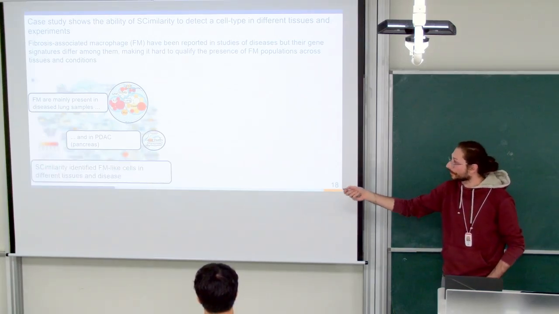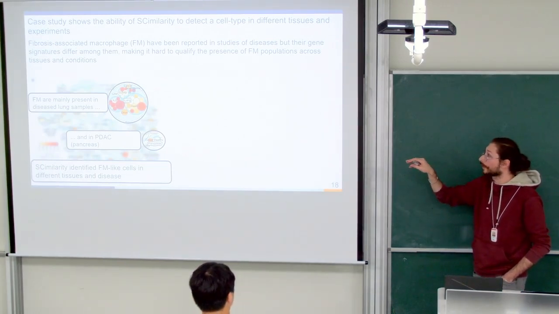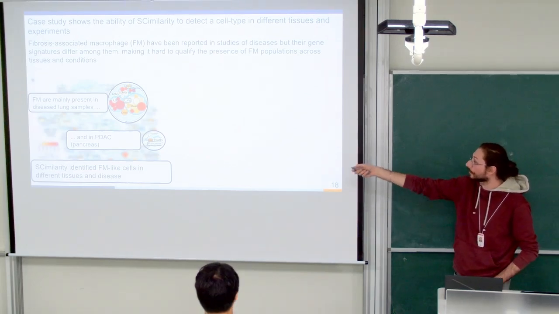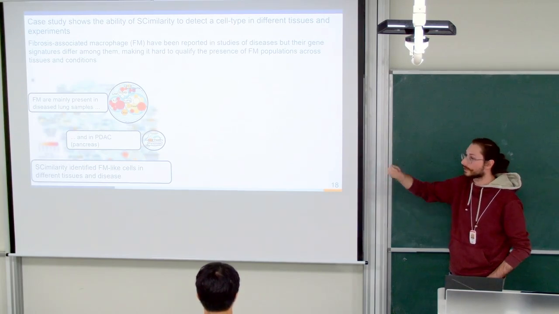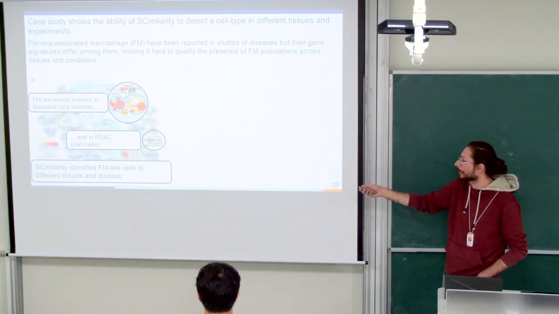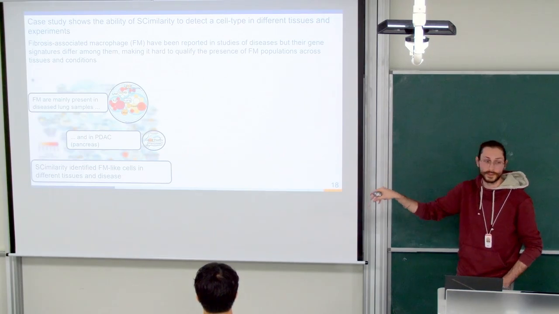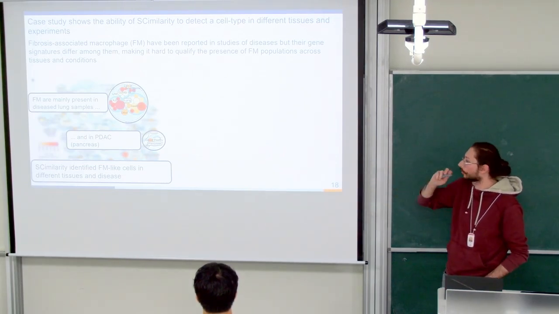So with this result, we can show that we can detect a population of FM-like cells in different tissue and also different diseases as well. So this is good if we want to submit another kind of cell population. This shows that we are able to say, okay, these cells are present in this tissue or these conditions.